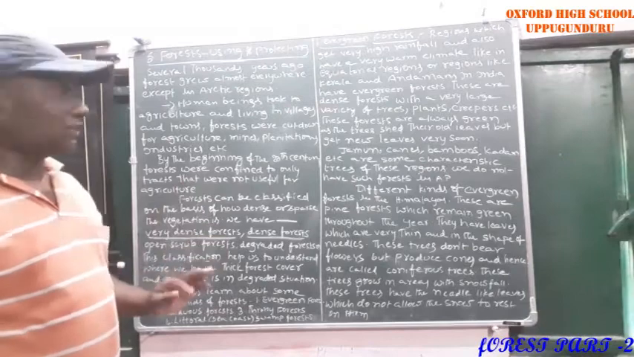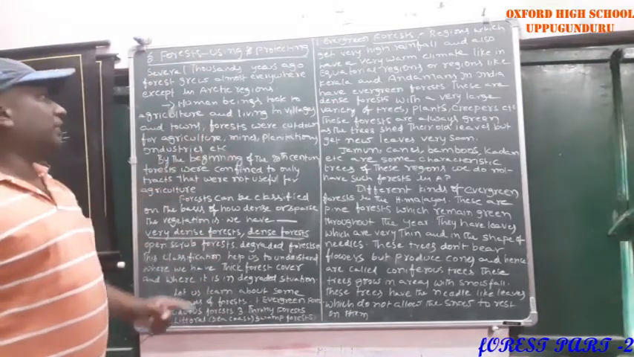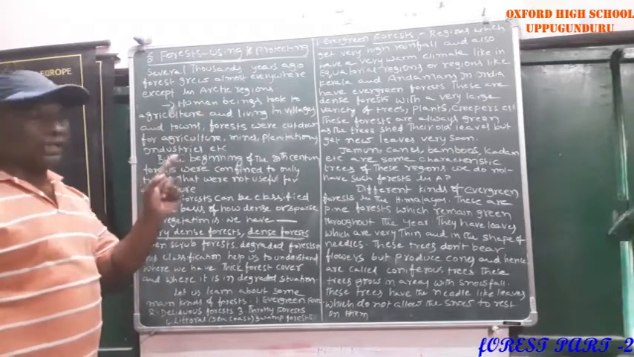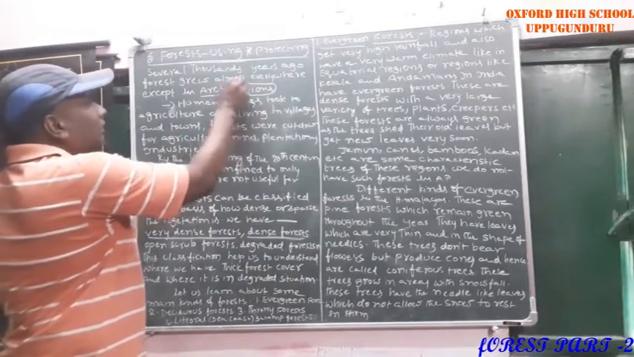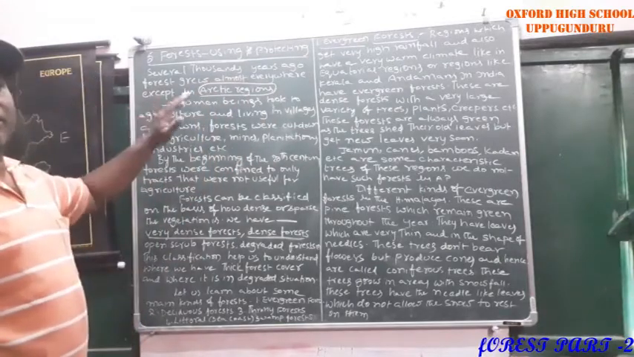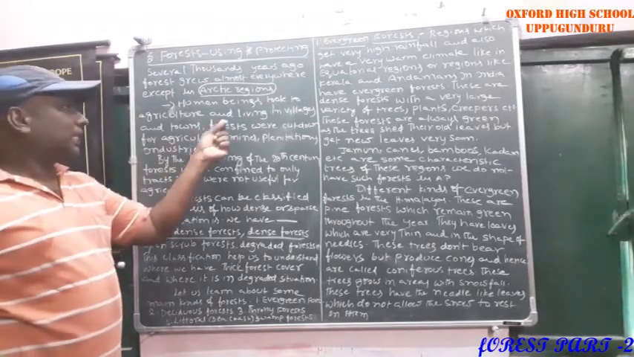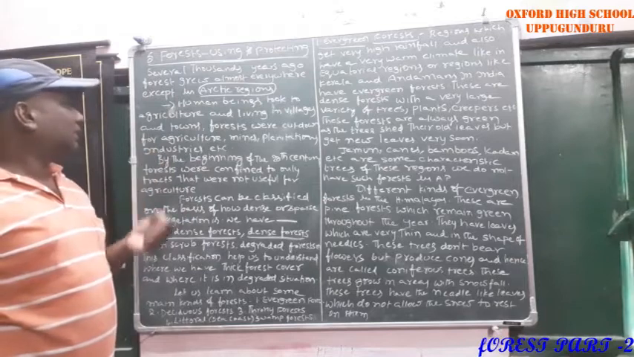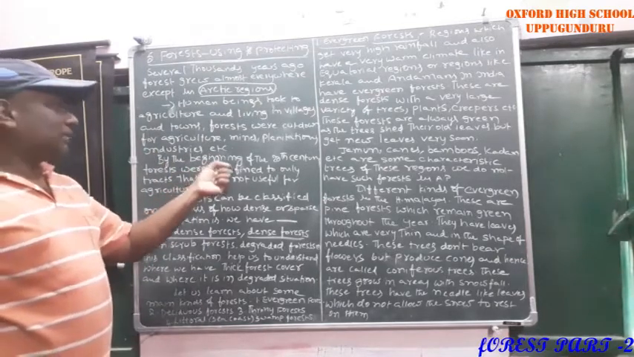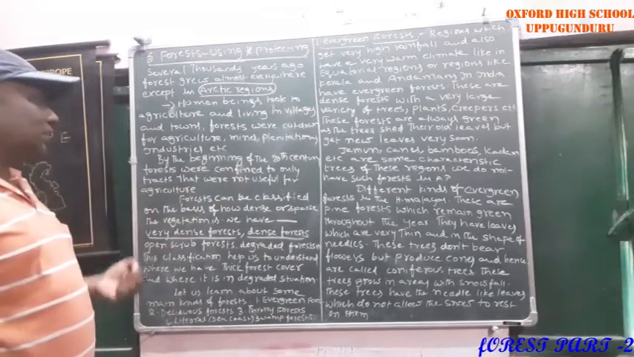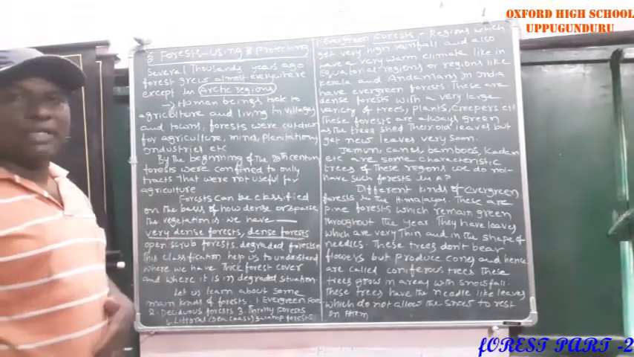What is given in your textbook: several thousand years ago, forest grew almost everywhere except in Arctic regions. Human beings took to agriculture and began living in villages and towns. Forests were cut down for agricultural purposes, mining, plantations, and industries. They cut down the forest area. I just explained this to you.